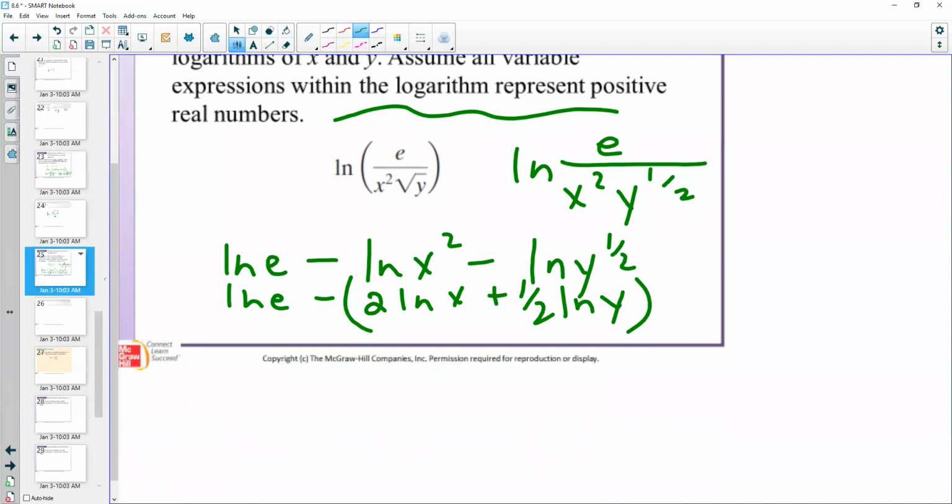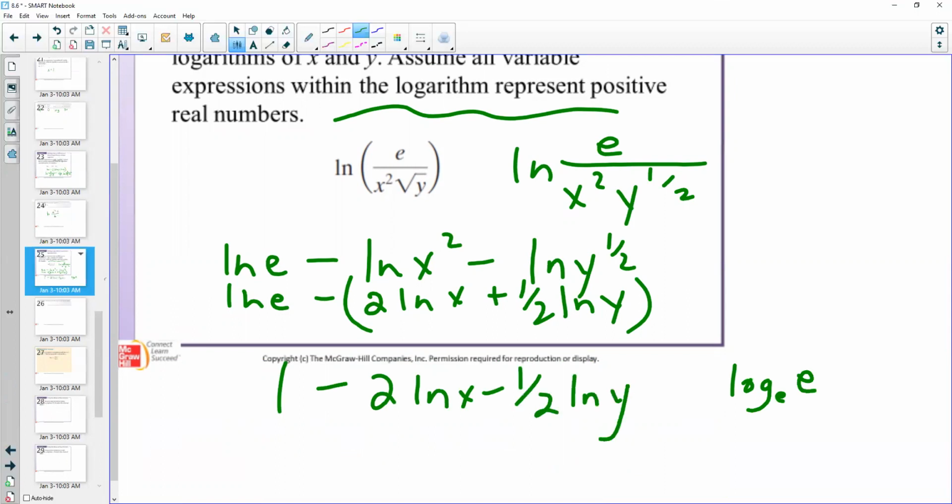Remember, though, that ln e is something, isn't it? ln of e is log base e of e, right? Isn't that just 1? So really, it's 1 minus 2 ln x minus half ln y, okay? So where you see things to simplify, you should actually simplify them.